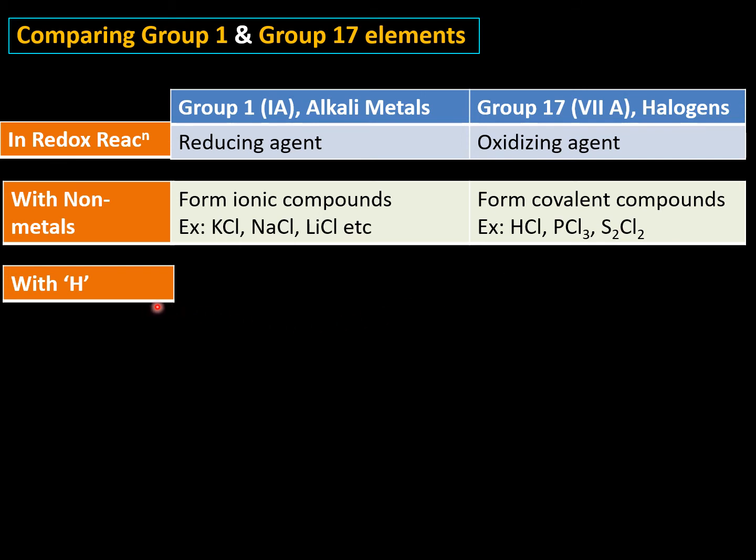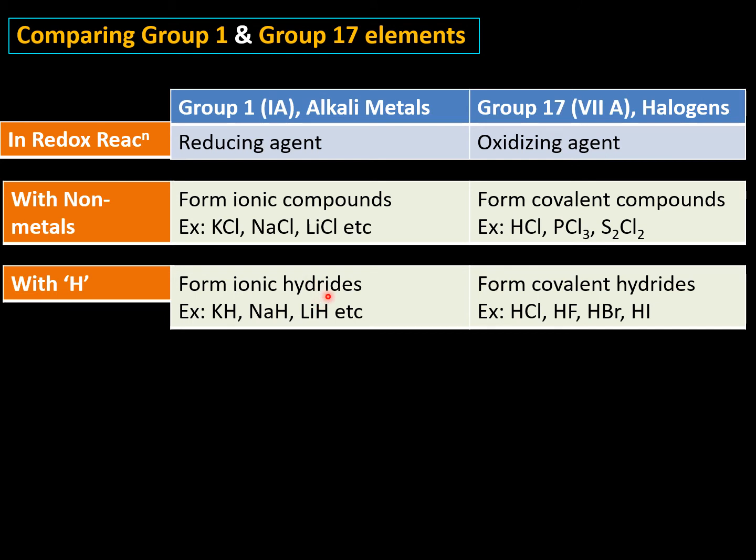With hydrogen, alkali metals or group 1 elements form ionic hydrides. Example, potassium hydride, sodium hydride, lithium hydride, etc. Group 17 elements form covalent hydrides with hydrogen. Example, HCl, HF, HBr, HI, etc.